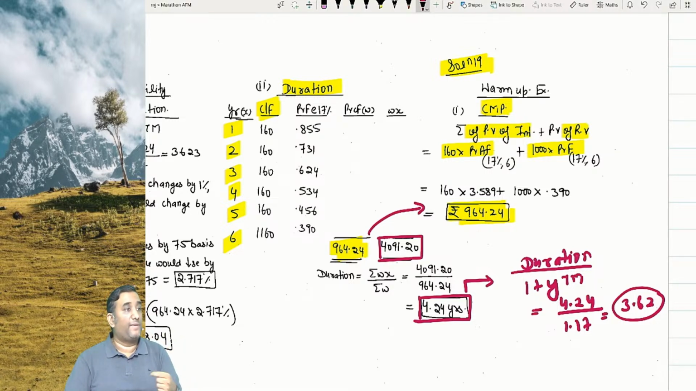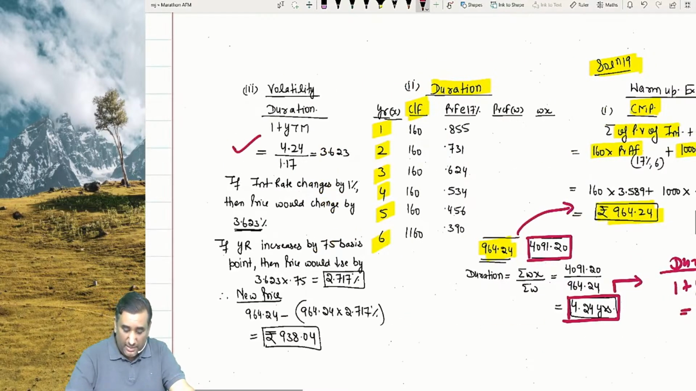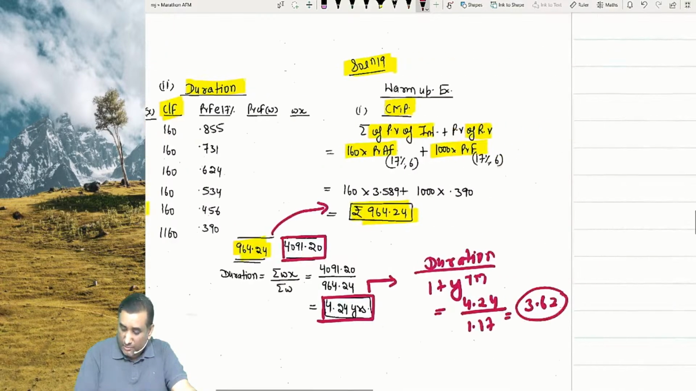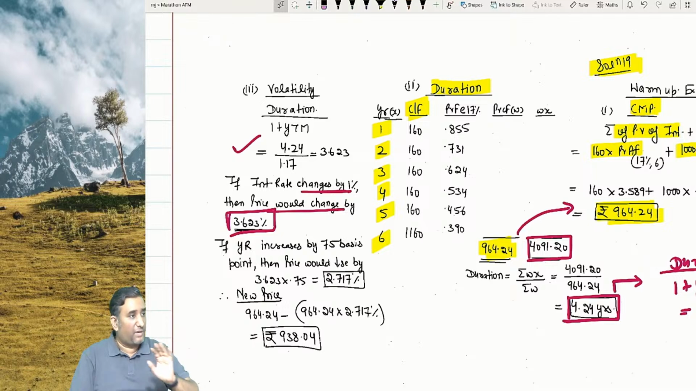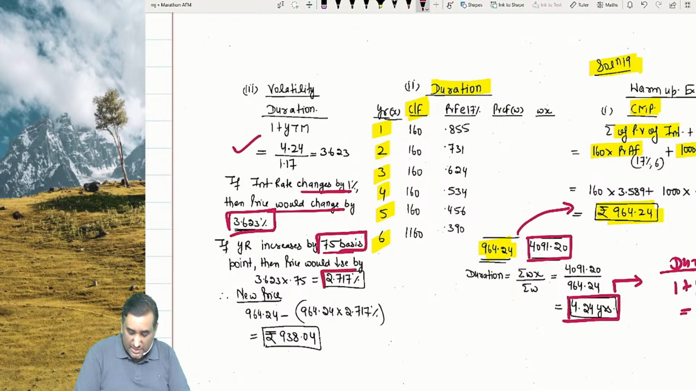When I use this language, I am using a linear language. It is the tangent function, so I am using a linear function, which means I am using a tangent. This answer is 100% valid for the exam. He asked for volatility; you calculate it and say that if the interest rate changes by 1, price would change by 3.62 or 3.623, and the relationship with the yield rate is in the opposite direction. He asks: if the yield rate increases by 75 basis points, the price will fall by 2.717.